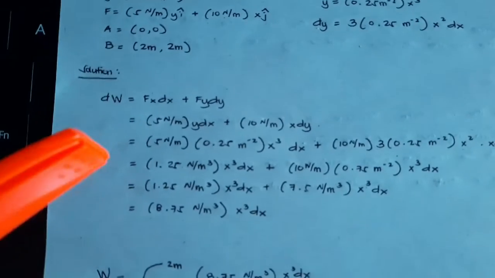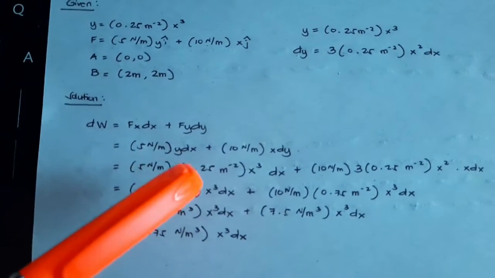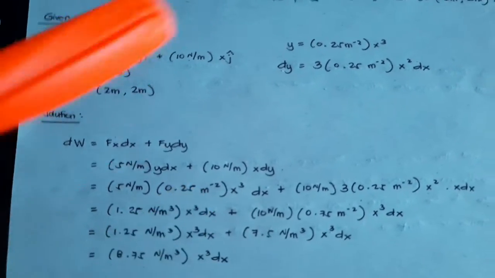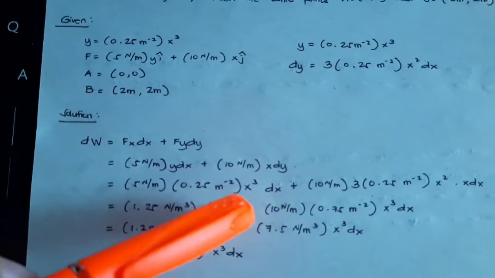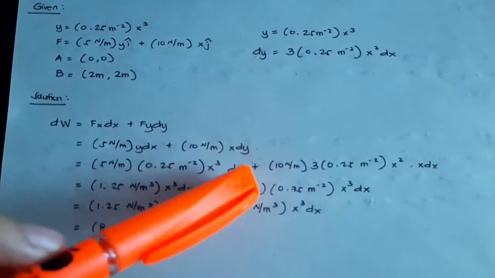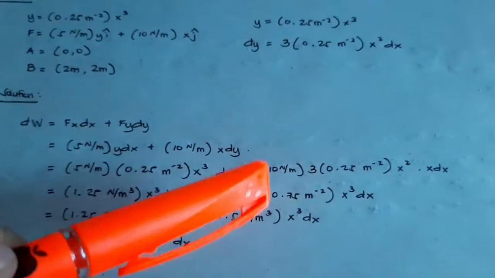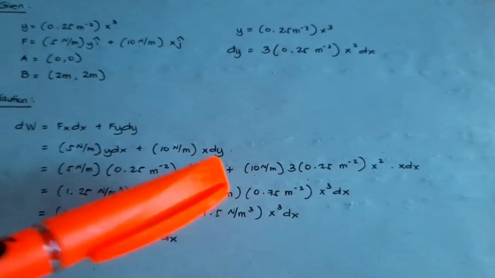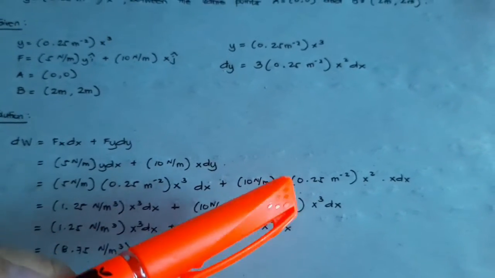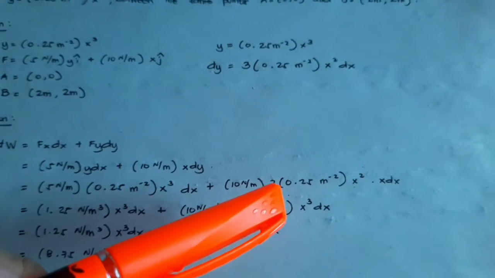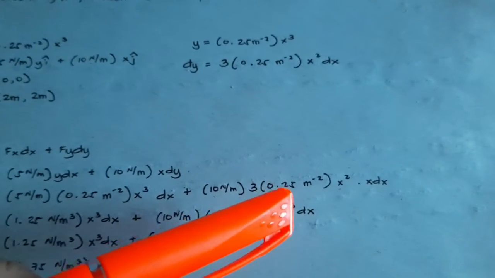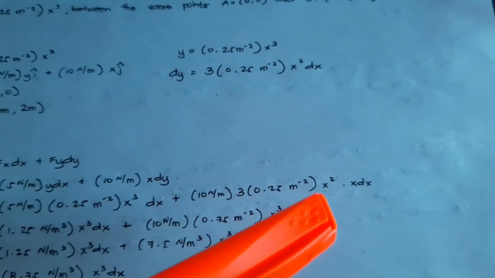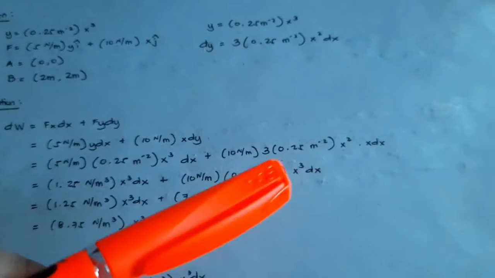So 5 Newton per meter, and our y is equal to 0.25 meter raised to the negative 2 power times x cubed, then dx. Plus 10 Newton per meter, and our dy is 3 times 0.25 meter raised to the negative 2 power times x squared, times x dx.